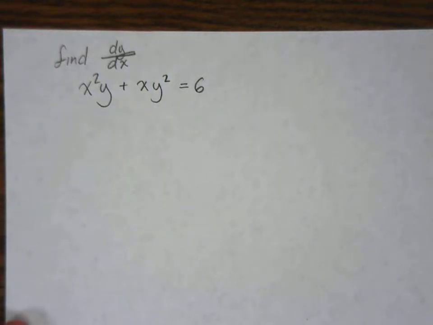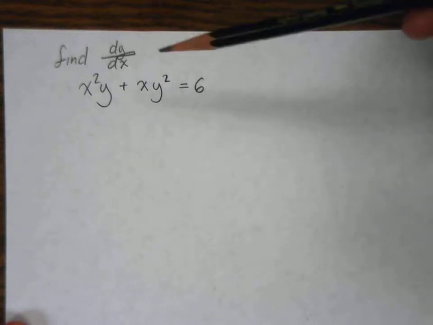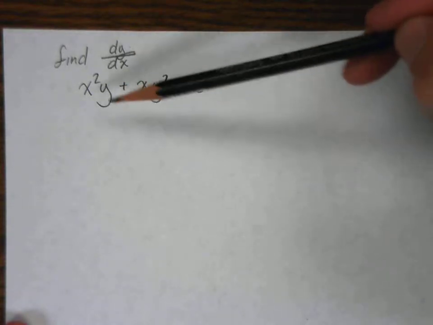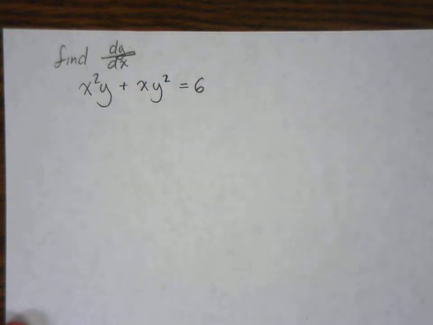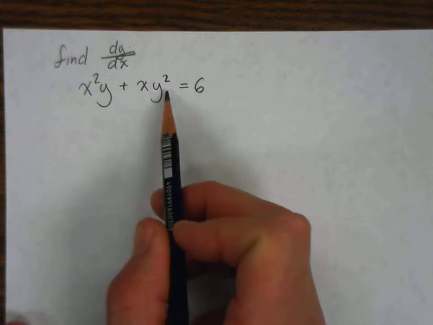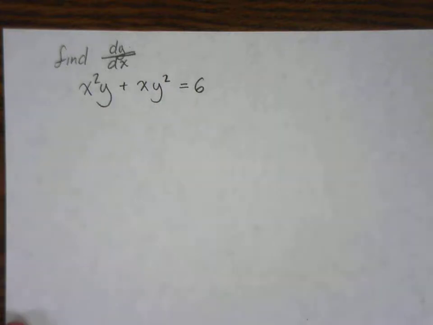Okay, I thought I would help you guys out. So we're going to find the derivative of y with respect to x. We're looking for y prime, or you can write dy/dx. You should realize this has got to be implicit differentiation. I don't want to solve for y.